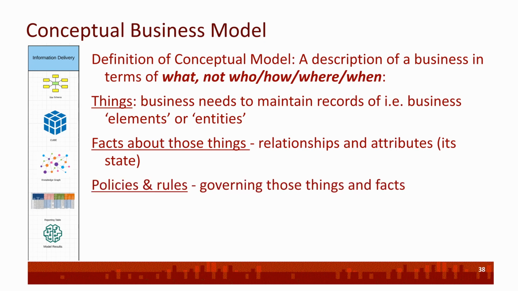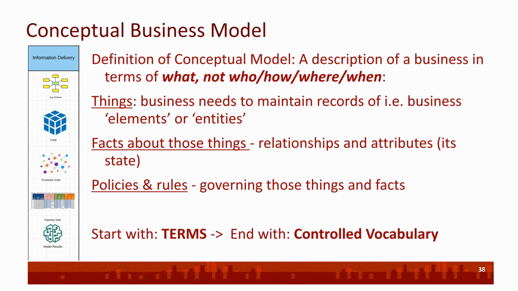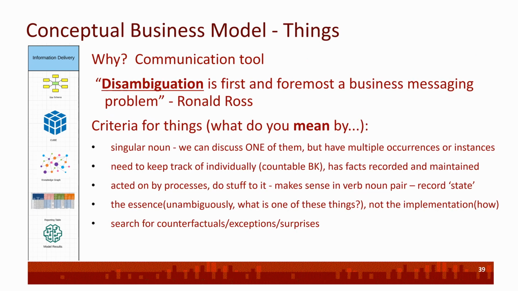And there's really a finite set of these things. And then finally, any really essential policies and rules governing these things and facts need to be discussed in a concept model to do this properly. But you start with the terms and you end up with a controlled vocabulary. When somebody says, here's a KPI, we know exactly what that is. We know how it's calculated and where it came from. It's very, very powerful and useful. It goes a long way to help disambiguate what we're trying to accomplish there. And Ronald Ross, there's a quote there from him. It's a communication tool to make sure we're talking about the same thing.